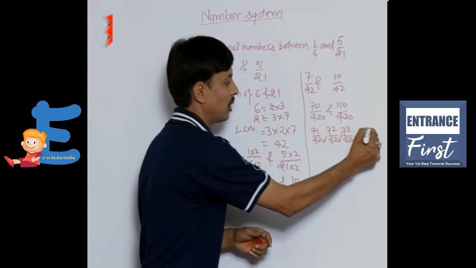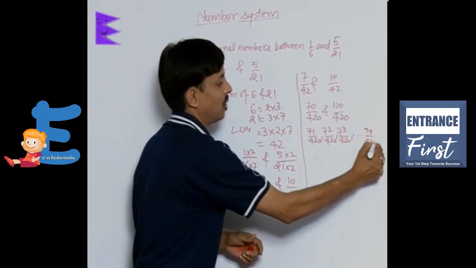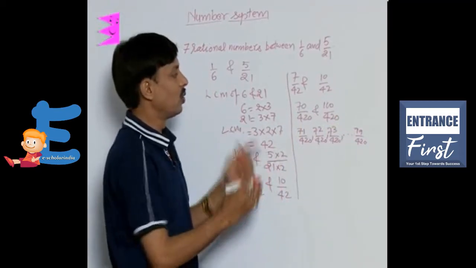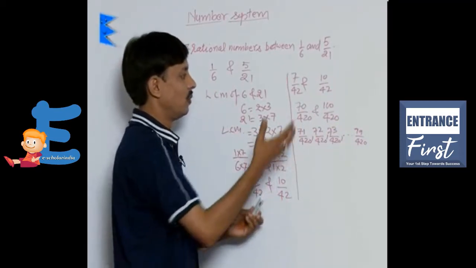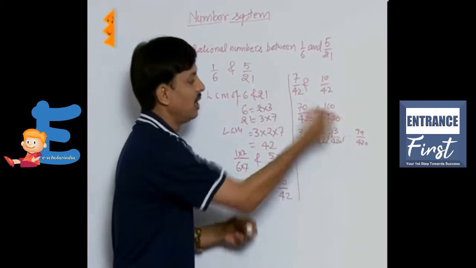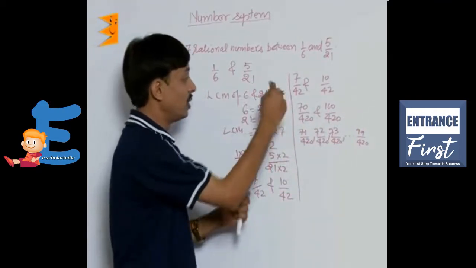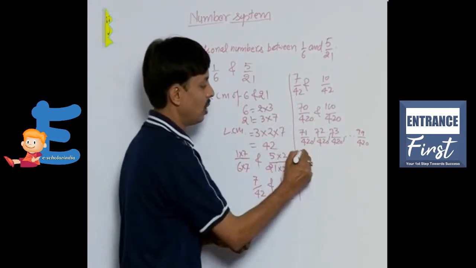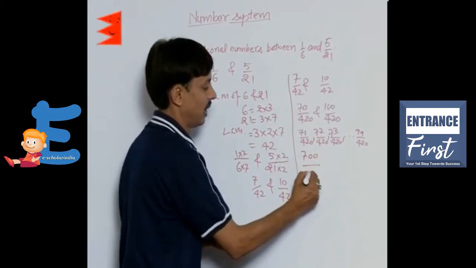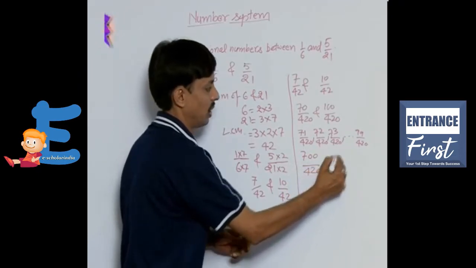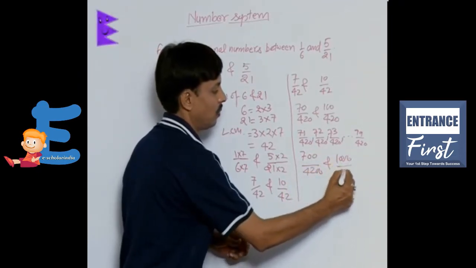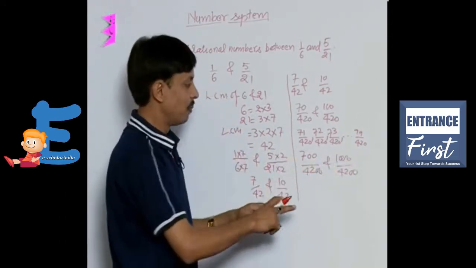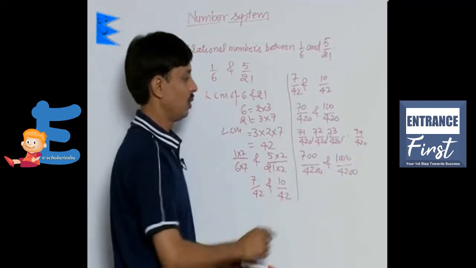So, till what? 99 upon 420. So 71 to 99, that is what? We can say I have inserted many rational numbers between these two. If you want to insert a few more, you can write it like this: 700 upon 4200 and 1000 upon 4200. Now the space has increased between 700 and 1000.